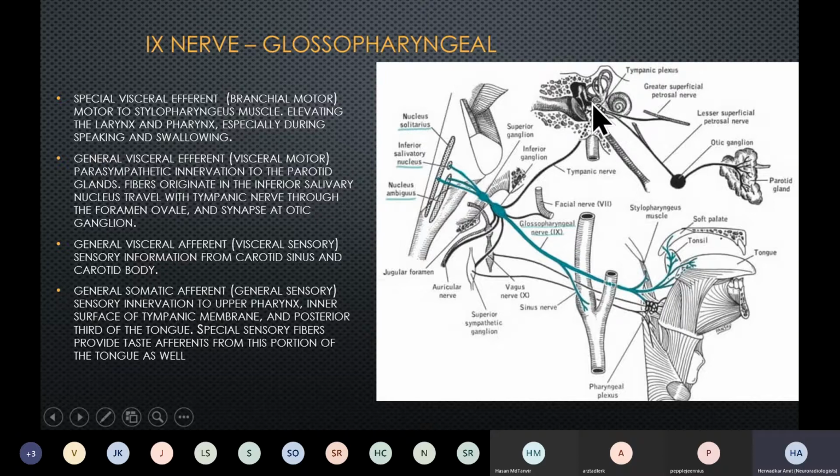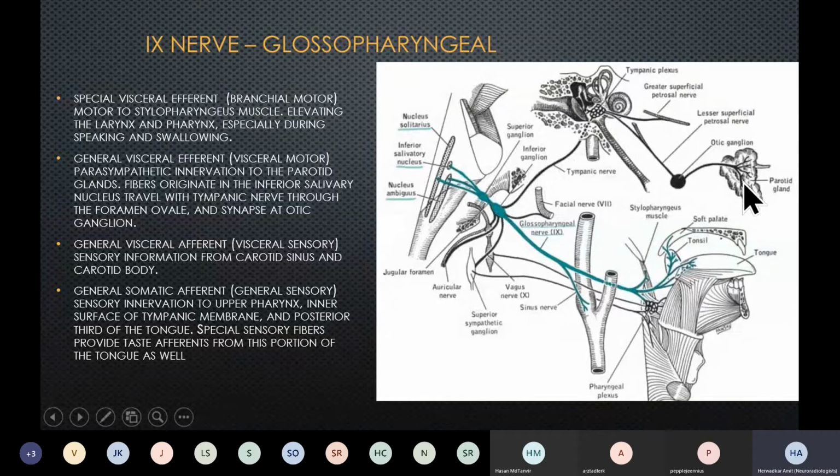Remember, this is the branch which comes from the vagus, but then it comes out, comes down, and follows the otic ganglion, which you'll remember actually belonged to the trigeminal nerve, and then hitches a ride along with the auriculotemporal nerve to supply the parotid gland. So this is the parasympathetic outflow.